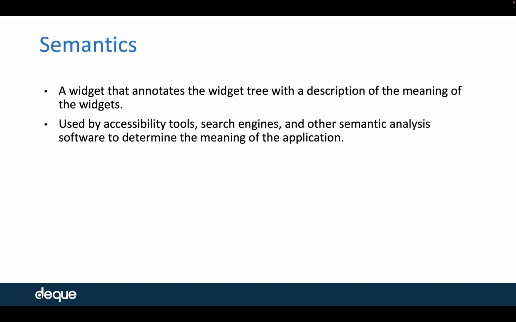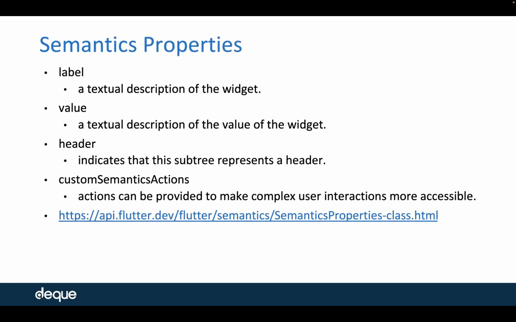We will check some properties of the Semantics API. What are the default properties in general, and what are the basic things we can use? Label: this Semantics widget has a label property. The label takes a textual description of the widget as input. For example, if it is a button whose title is Create Account, Create Account will be taken as the textual description for the Semantics widget. This label is read by screen reader users, announced through assistive technologies.